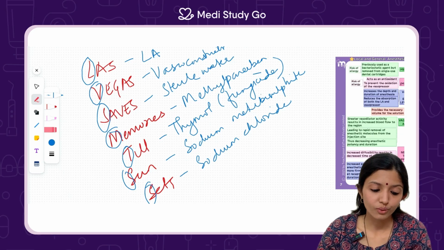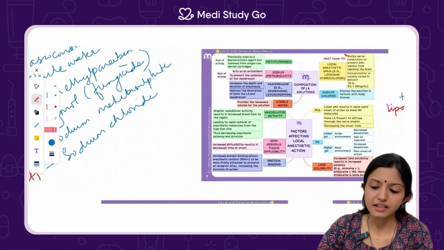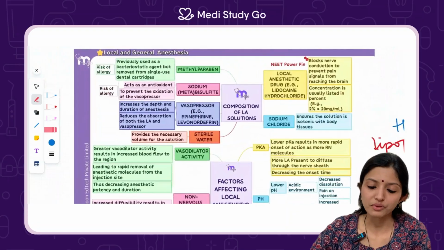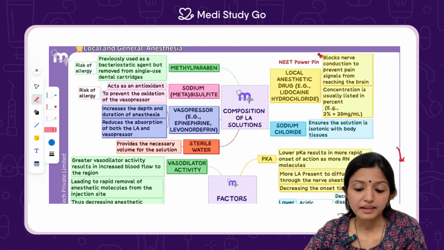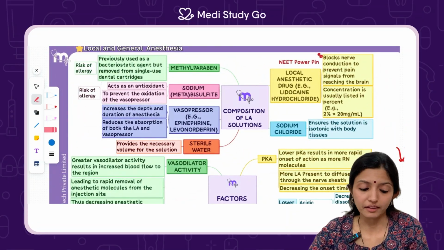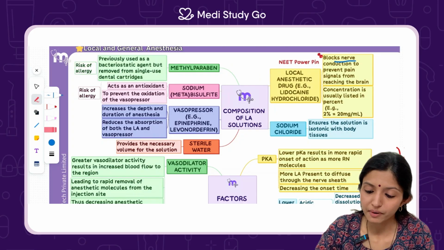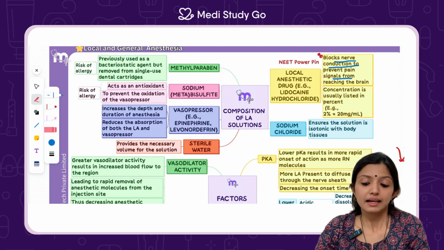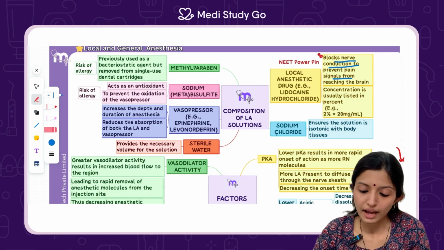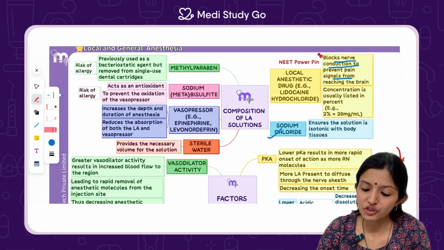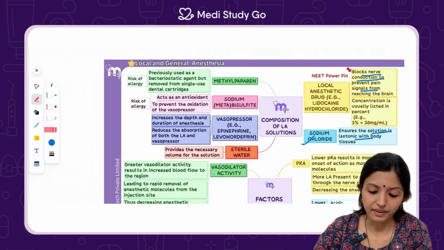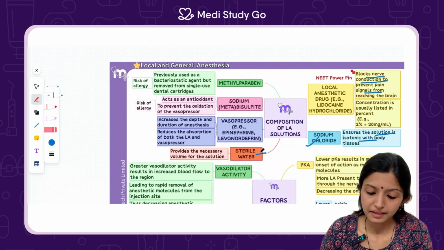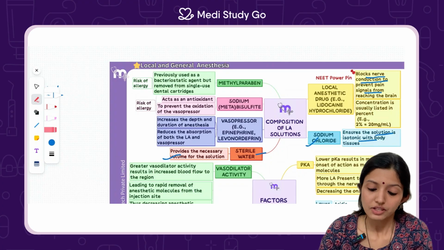So now that you know this mnemonic, let us revise your LA composition. First is your local anesthetic drug, which will block the nerve conduction and it will prevent the pain signals from reaching the brain. Second is your sodium chloride, which will ensure that the solution is isotonic with the body tissues. Third is sterile water, which will provide the necessary volume for the solution.